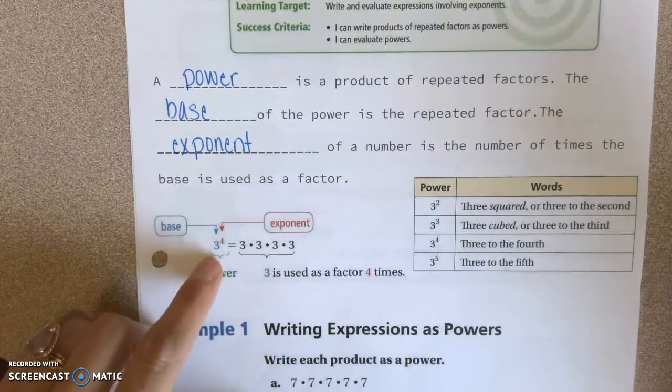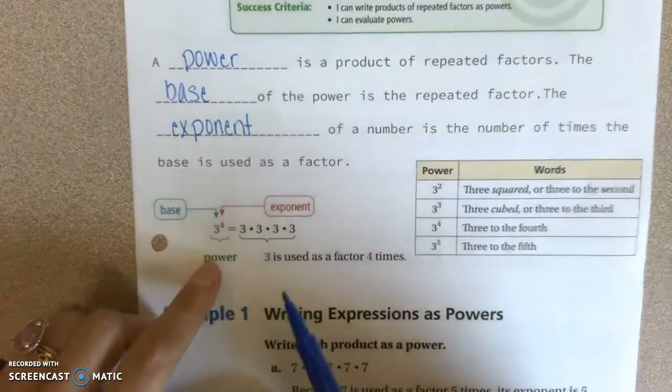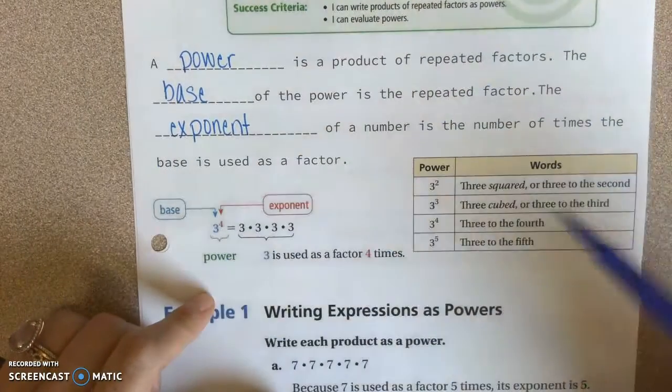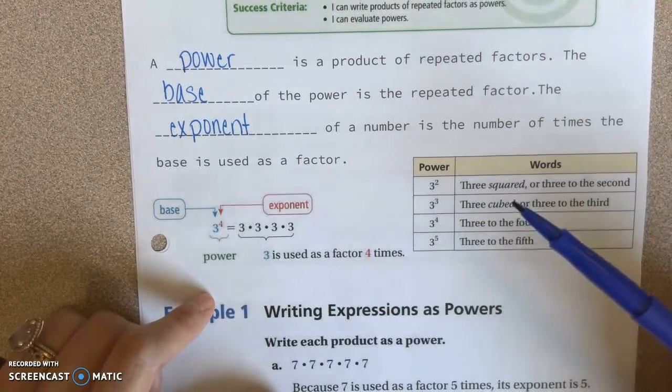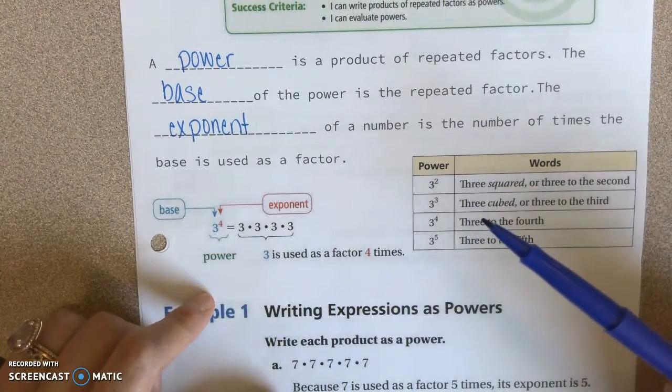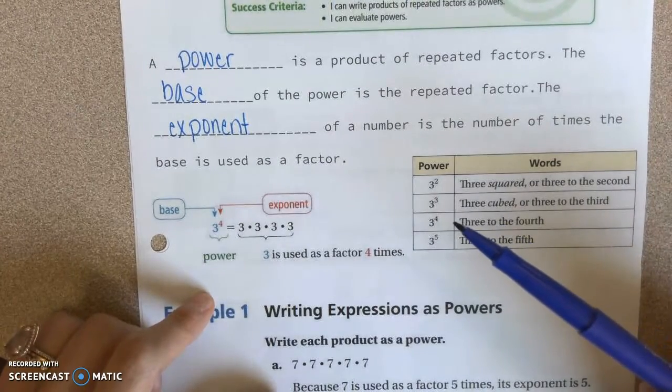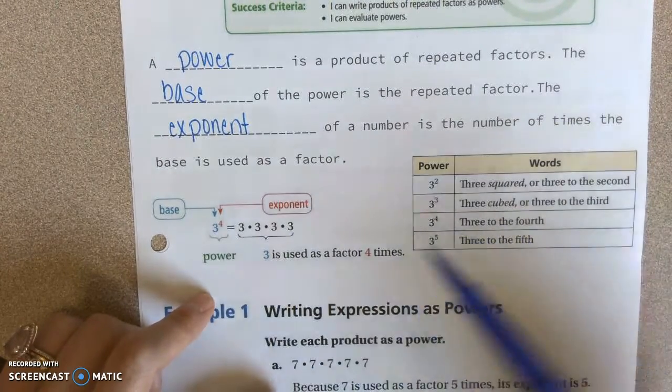So this whole expression, this is the power. We would read that as 3 to the 4th power. Here's some other examples. 3 to the 2nd power. We often say 3 squared. 3 to the 3rd power, also known as 3 cubed. 3 to the 4th power, and 3 to the 5th.